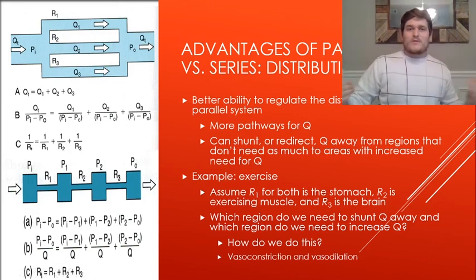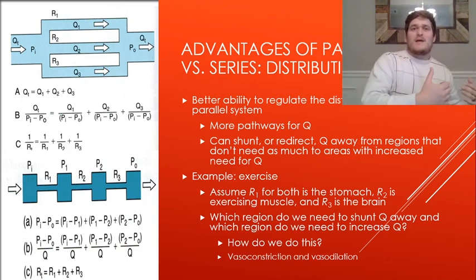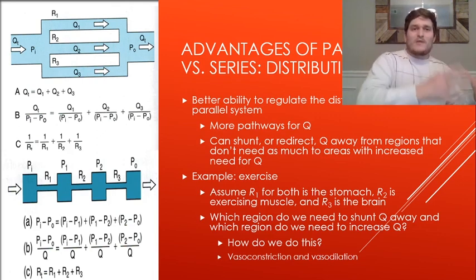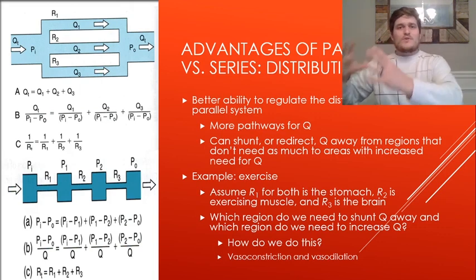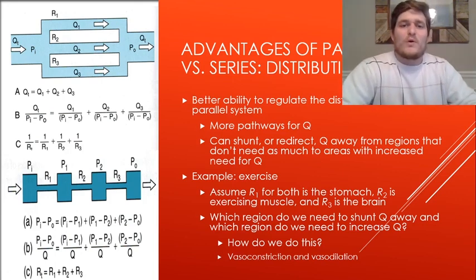So this is what occurs during exercise. We have vasoconstriction of the splanchnic organs, like the gastrointestinal organs, because they don't have as high an oxygen demand during this exercise period. And we redistribute that blood to the skeletal muscles by vasodilating those blood pathways, and therefore the skeletal muscle can receive more blood flow.